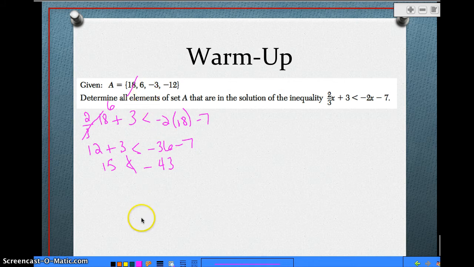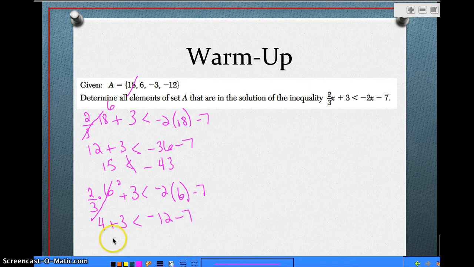Let's go ahead and check 6. 2/3 times 6 plus 3, is that less than negative 2 times 6 minus 7? 6 divided by 3 is 2. 2 times 2 is 4. 4 plus 3 is less than negative 6 times 2 is negative 12 minus 7. 4 plus 3 is 7. Negative 12 minus 7 is negative 19. Is 7 less than negative 19? No. So 6 is not a solution.